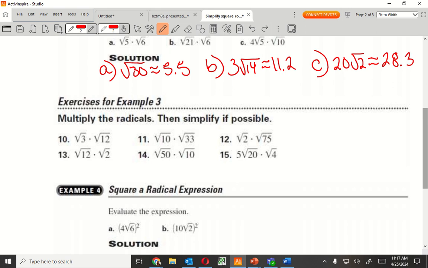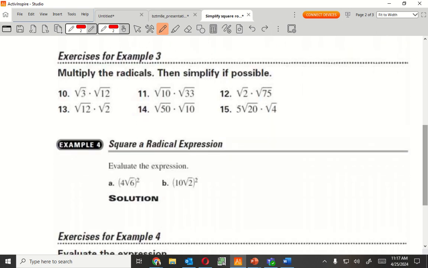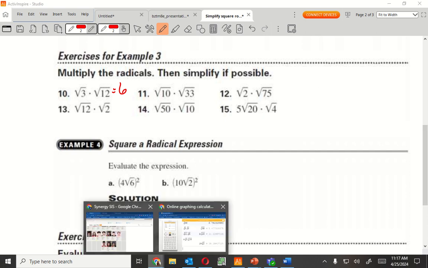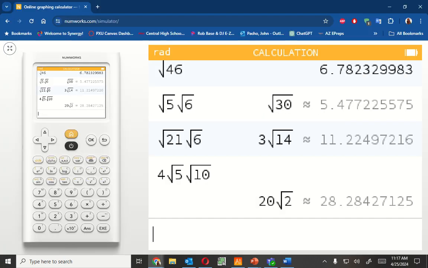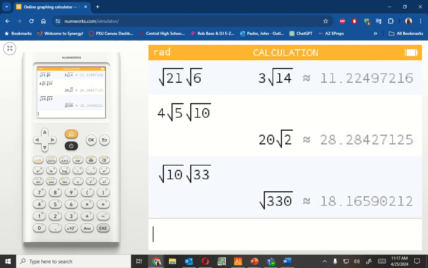All right, let's go through and do this. Question 10. Question 8. That one's just 6 by itself, isn't it? That one's 6. 11 is, let me see, square root of 10 times square root of 33. And rad 330 is 18.2.